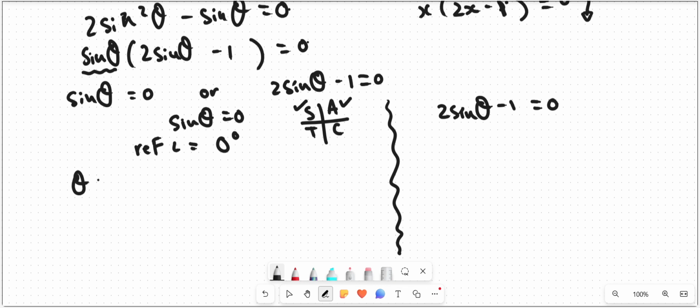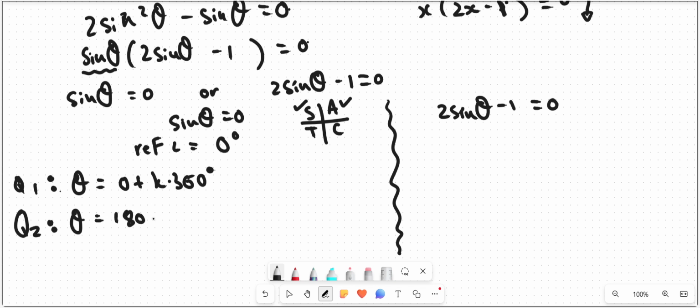So our theta is therefore 0 plus k 360. This one is the one in quad 1. The one in quad 2 would just be theta is equal to 180. Remember, it was going to be subtracted by my reference angle, but in this case my reference angle is 0, so it would just be 180 plus k 360. And again, here k is an element of integers. It's always an element of integers, right?